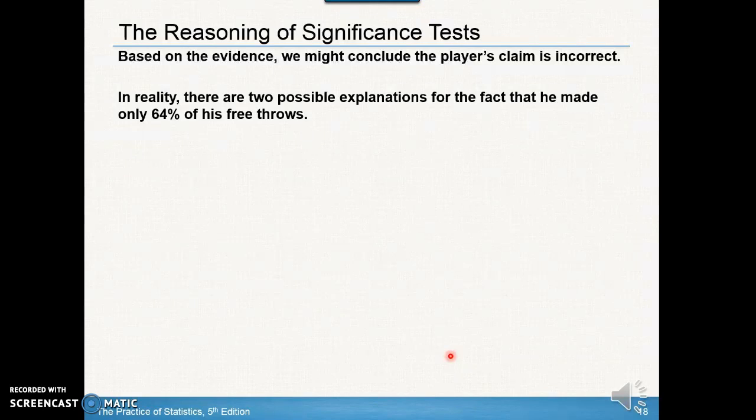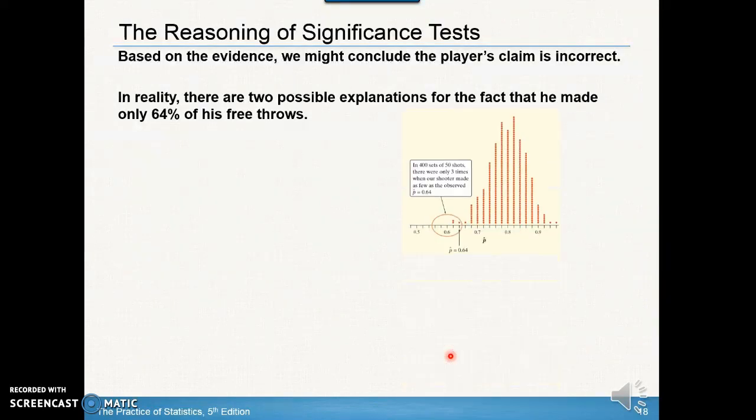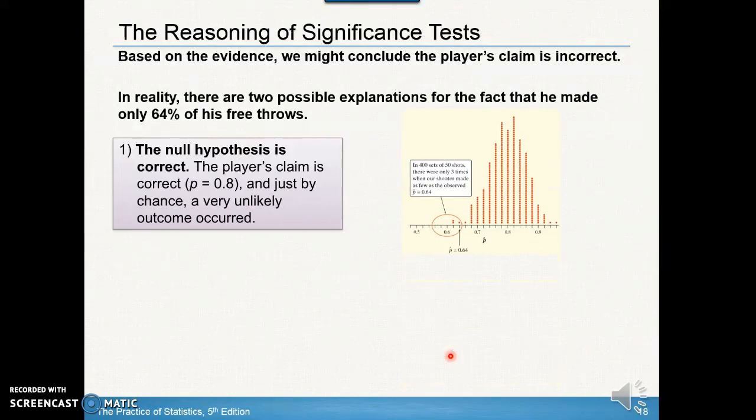In reality, there are basically two explanations for the fact that he only made 64% of his free throws in our example. Number one, the null hypothesis is correct. Maybe we just got an unlucky sample. The player's claim is correct. He does in fact make 80% of his shots, and just by chance this very unlikely outcome occurred. It's like him just having a bad day. He actually does make 80% of the shots, but today he had a really bad day, and by chance alone we got that result.